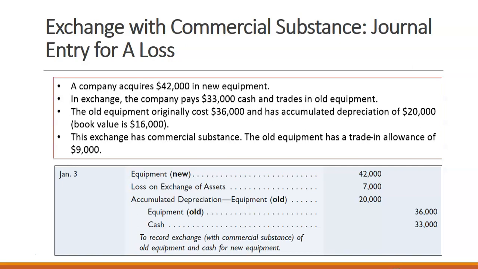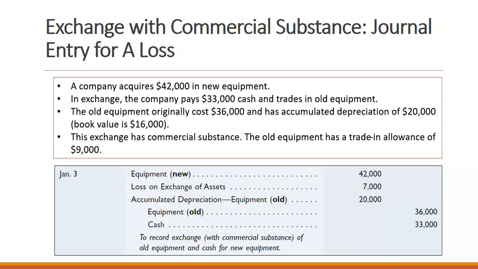So this is that same equipment, and we're going to record the journal entry for that. So we have the new equipment we need to put on the books. We have a loss on exchange of equipment of $7,000. Then we need to remove the old equipment, accumulated depreciation, and the old equipment from our books, and record that we paid cash for the sale of that asset. So the loss is because we received a $9,000 trade-in even though our book value was $16,000.